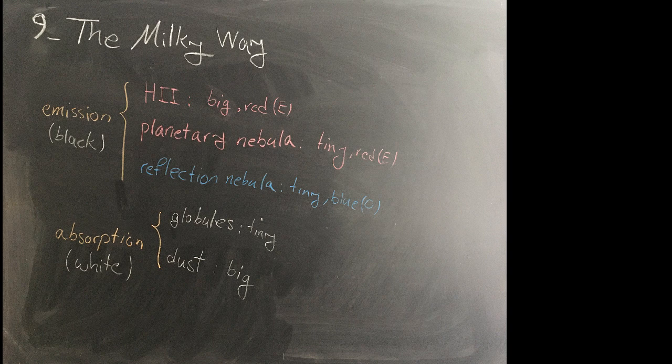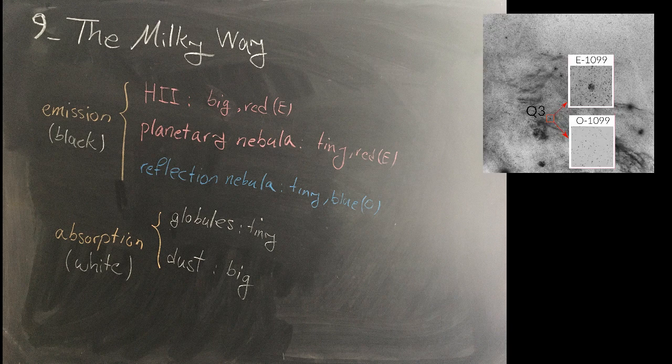Other features are planetary nebula and reflection nebula. Planetary nebulas are very small and red, and reflection nebulas are very small and blue. So they both are very small, but the main difference is planetary nebulas are red, you will see in filter E. Reflection nebulas are blue, you will see in filter O. So for example, this is very small feature in one of the pictures, and if we zoom, we see it's visible in one filter and invisible in the other one. Depending on the color, it will be either planetary nebula or reflection nebula.